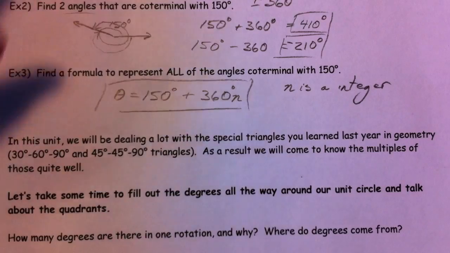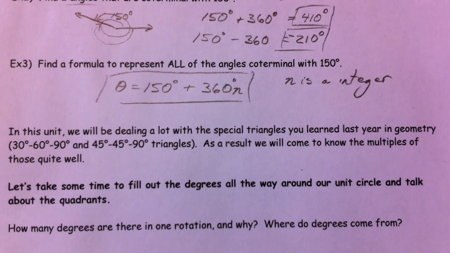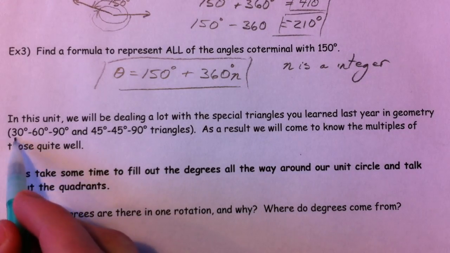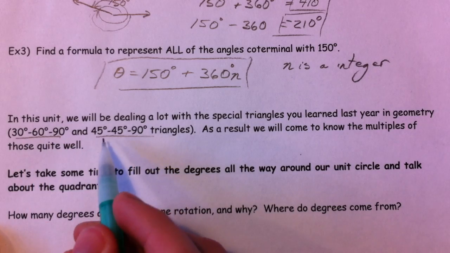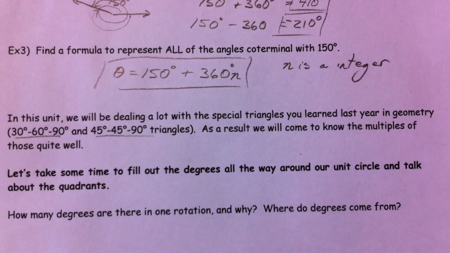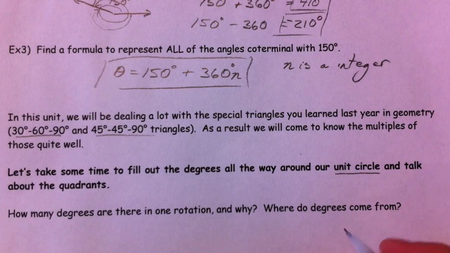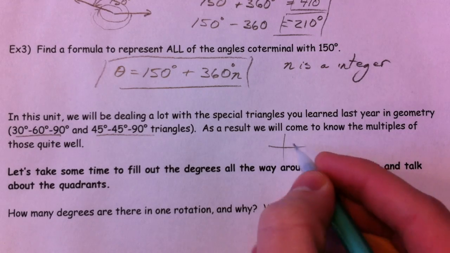So we're going to be dealing with a lot of the same angles over and over again because we're going to be dealing with some specific angles. We dealt with those special triangles, 30-60-90 and 45-45-90, in the last lesson, and we're going to continue that. And so in order to do that, we're going to use a unit circle. What a unit circle is, is just a circle with a radius of 1.